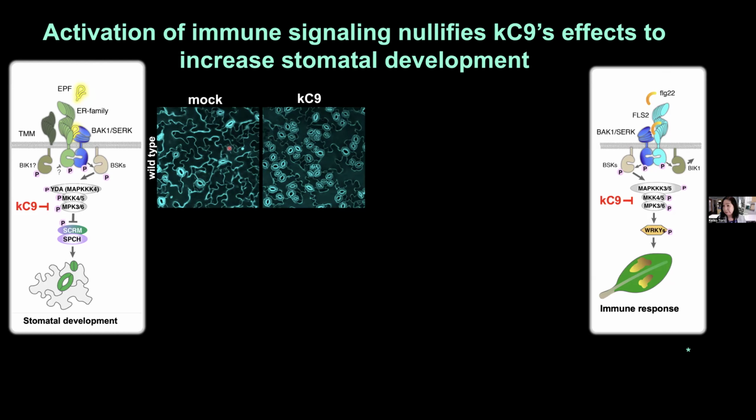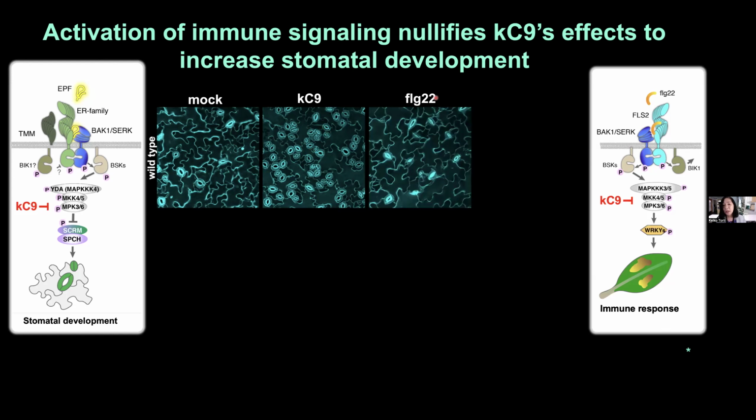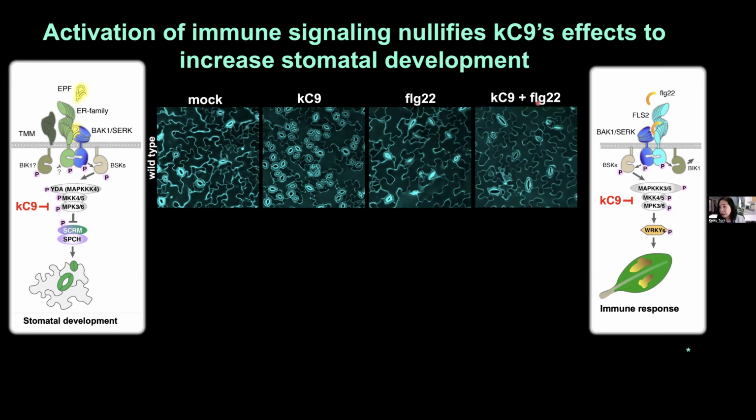So this is a wild-type leaf epidermis. And if you apply KC9, you get many stomata that are clustered, as I showed you before. If you apply flagellin 22 peptide to wild type, it really doesn't do much in stomatal development. Their shape becomes kind of funny, but they look pretty normal. But surprisingly, if you apply KC9 and the flagellin 22 peptide together, then what we see is there's no more increase of stomatal numbers, no more clustering. So somehow FLAG22 peptide prevents KC9's action to inhibit SPEECHLESS to make more stomata.